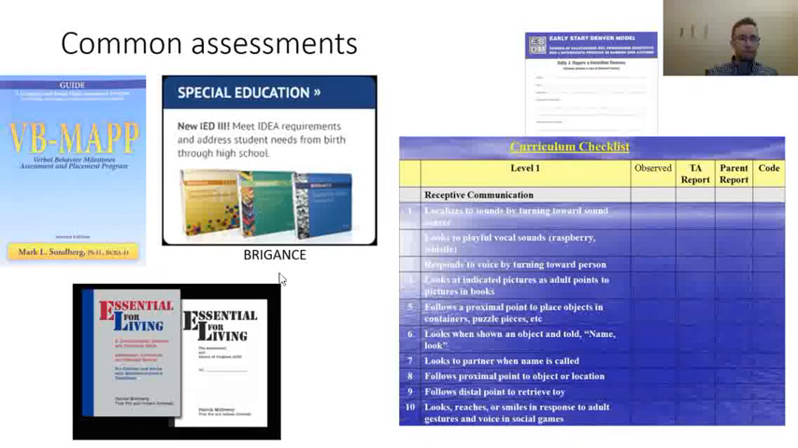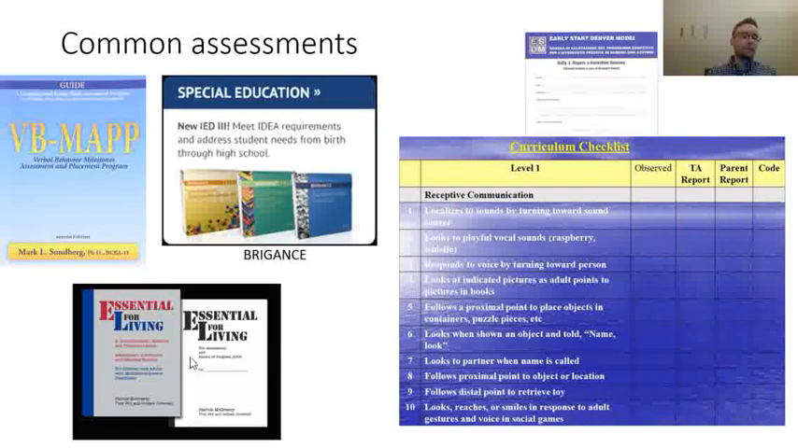Now, there's also the Brigance. The Brigance is also a very common assessment. It's well known. And this particular version here, the Brigance, that came out recently, meets IDEA requirements and addresses student needs from birth through high school. Okay, so the VB-MAP really is only applicable to kids up to, let's say, about 5 or 6 years old, although the VB-MAP is still useful for assessing verbal skills and social skills at older ages when individuals demonstrate severe delays.